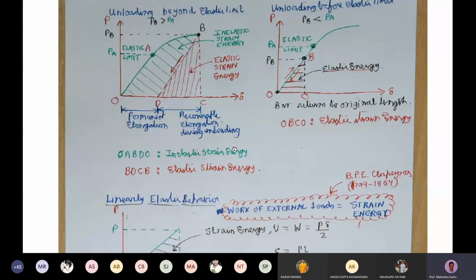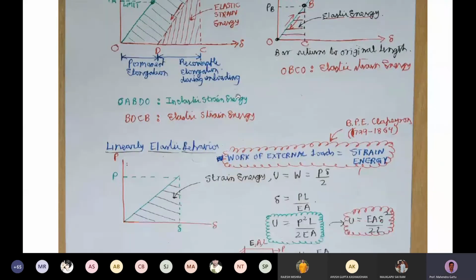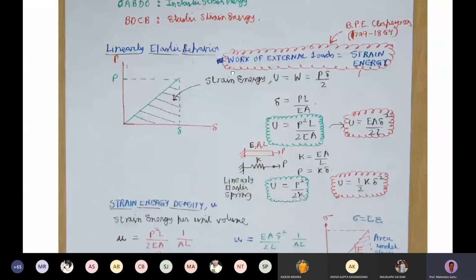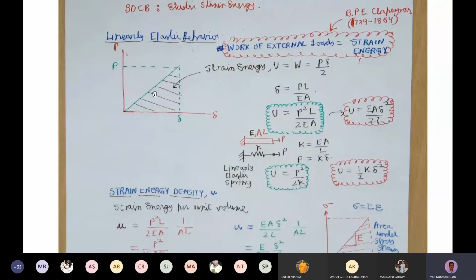Now we will apply that strain energy concept for a linear elastic material. This is the load deflection curve for a linear elastic material. We see that there is a proportionality. If you double the load, there will be double the deflection. If you decrease the load by half, the deflection will be decreased by half. So this linearity is there.